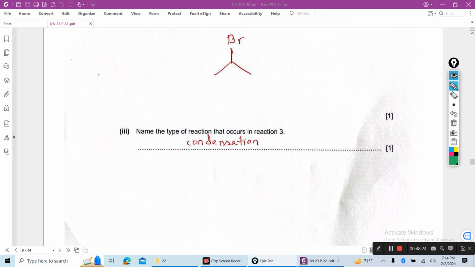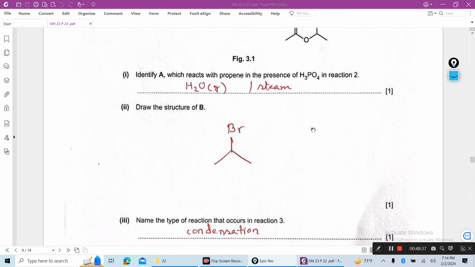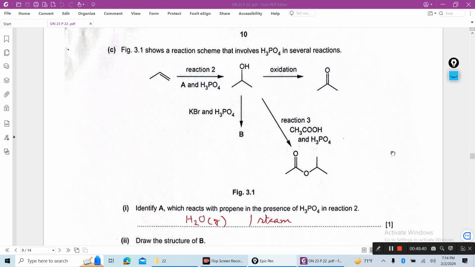Next, name the type of reaction that occurs in reaction 3. Answer is condensation. Alcohol reacts with carboxylic acid to form ester. This reaction type is condensation, you can write. So reaction 3, secondary alcohol, I mean propanol, reacts with ethanoic acid to produce an ester. This is a condensation reaction.